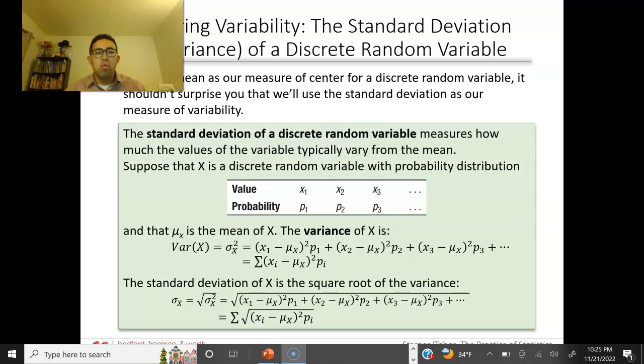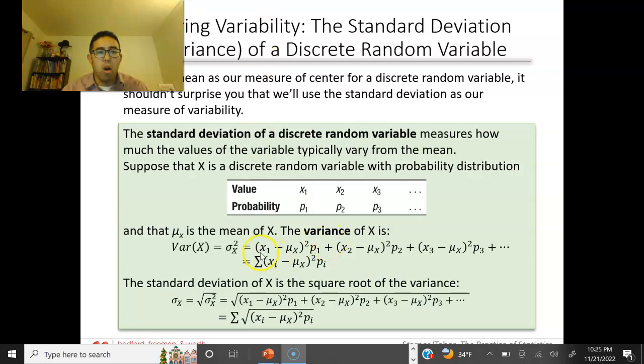Okay. And it shouldn't surprise you because, just like with everything else, we're going to start by subtracting our values from the mean and then squaring it. This is to deal with negative numbers, right? Because if we had negative numbers multiplied by the probability, and then we had positive numbers multiplied by the probability, it's going to end up with 0. So since we want the distance from the mean, we have to square it, then multiply by the probability, and then take the square root.